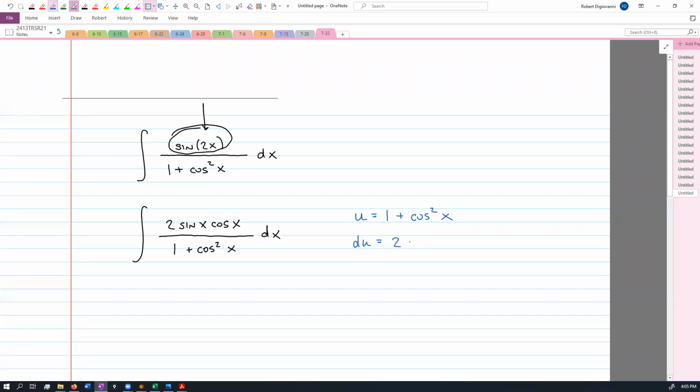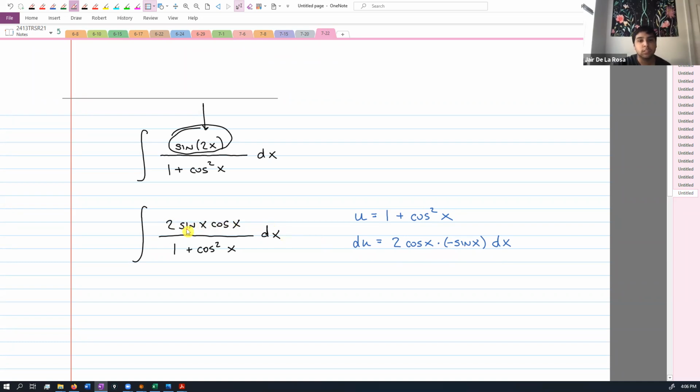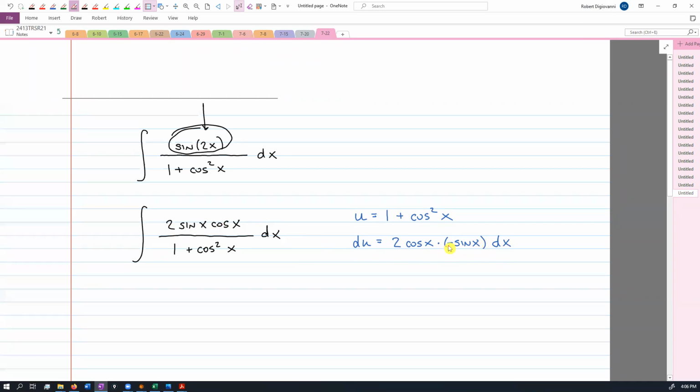So 2 cosine of x to the first power times the derivative of cosine, which is negative sine of x, and then you have your dx. And I think Jair was saying that's what you were seeing, right? That this 2 cosine x negative sine x, that's kind of what you have on top. Yeah, you're off by a sign though, right? You have 2 sine x cosine x dx, 2 cosine x sine x dx, but the negative. So that's okay. We just multiply both sides by -1.